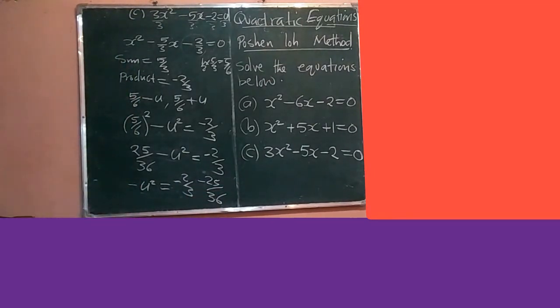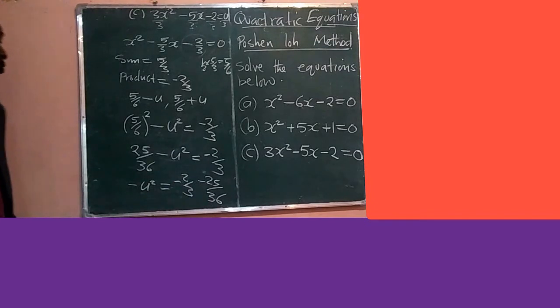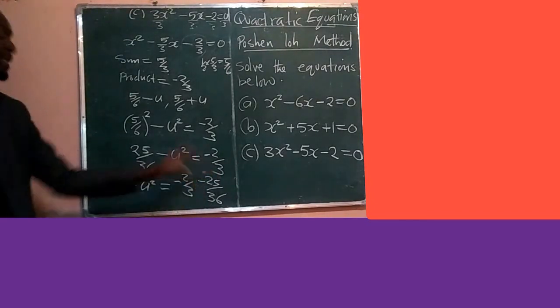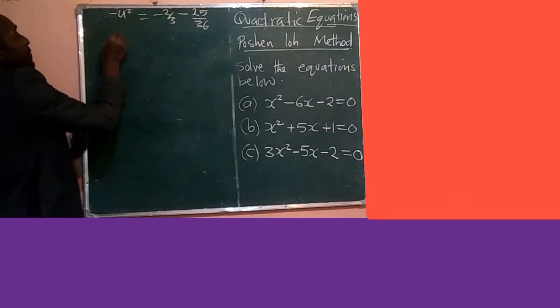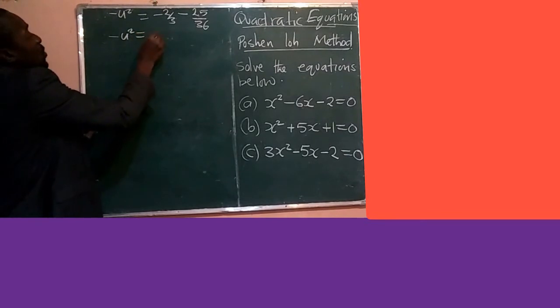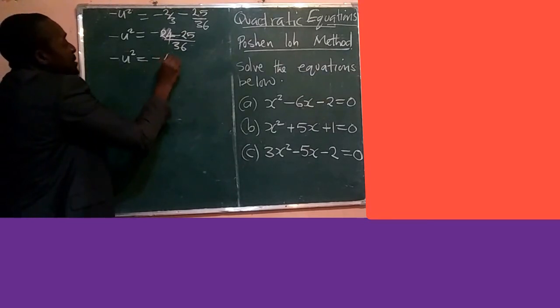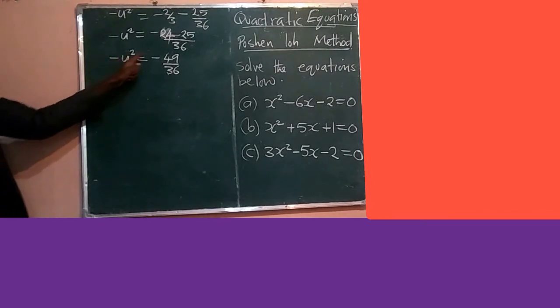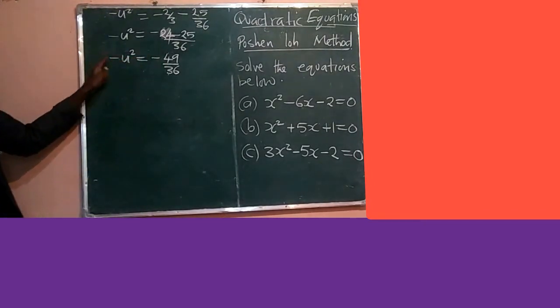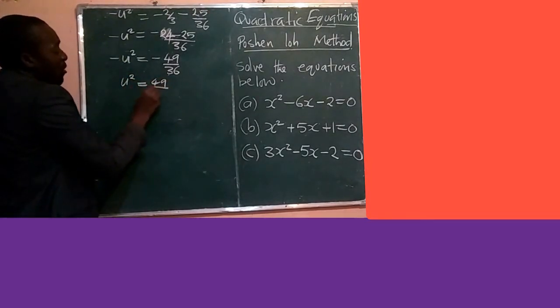Okay, so then we can simplify on the right hand side of the equation. Already we can see that we have to find the common denominator to add these two, because the two signs are the same here. It's more like adding. So now we can add these two, and what we are going to have is negative u squared is equal to negative 4 minus 25, which will give you negative 49 over 36. And then already you can see that you have two negatives on each side of the equation, so they can cancel out so that it remains positive. u squared is equal to 49 over 36.